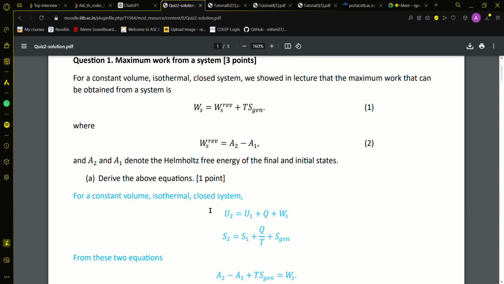So how did I get that? Now all the flow terms are going to go to zero. The PdV by dt term is also going to be zero. So all you're left with is U2 is equal to U1 plus Q plus the Ws.